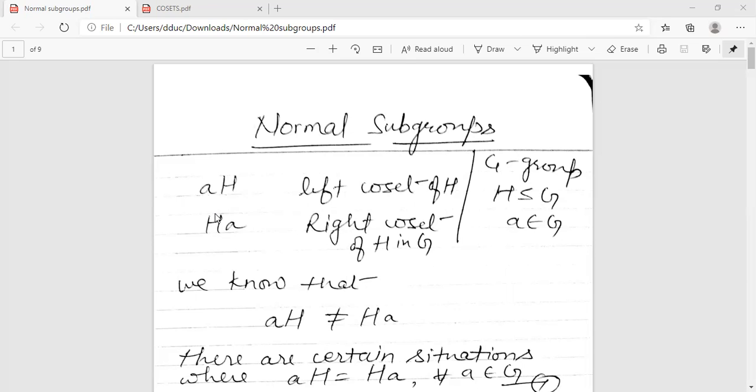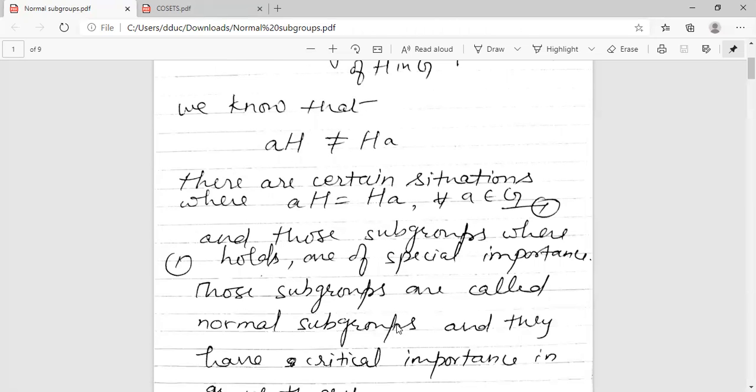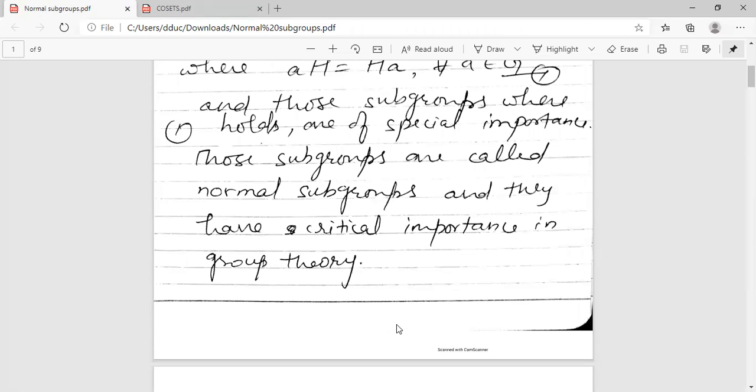aH is not always equal to Ha, that is, the left coset is not always equal to the right coset. But there are certain situations where the left coset is equal to the right coset. Those subgroups for which aH is equal to Ha for all a in G are of special importance, and those subgroups are called normal subgroups. Such subgroups have critical importance in group theory. So we are going to study normal subgroups.